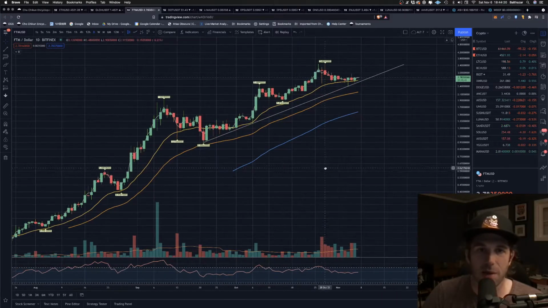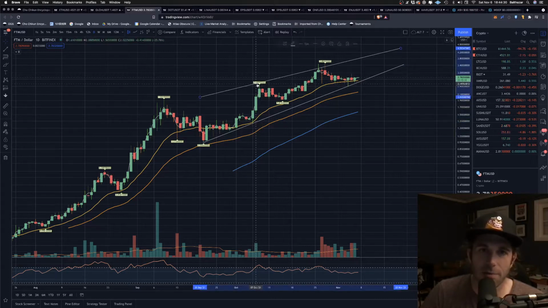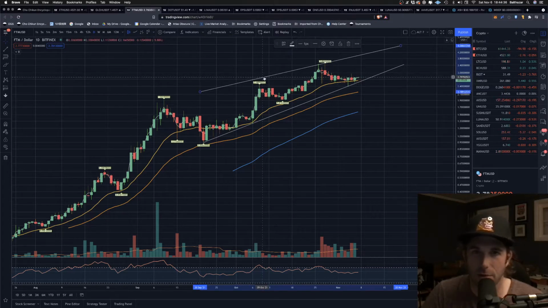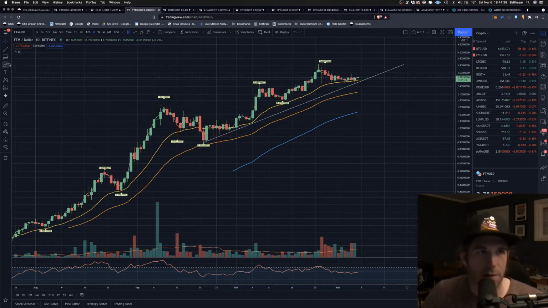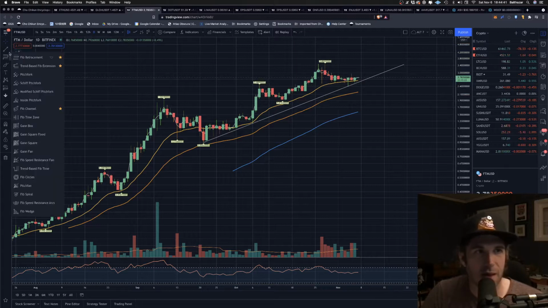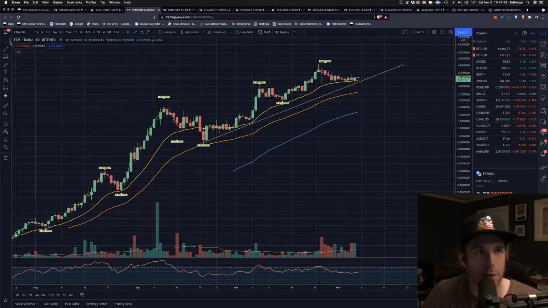So we've got a pretty nice clear trend line here. We've got a touch here. We almost touch here, we touch here, and then we have a touch here as well. It's sort of not quite a channel. Though I guess I could use the actual channel tool and see if that makes it clearer.